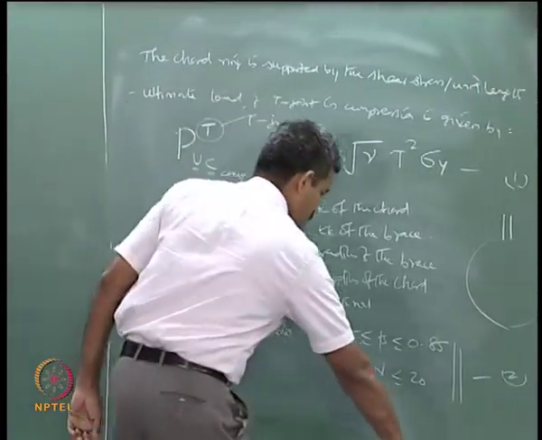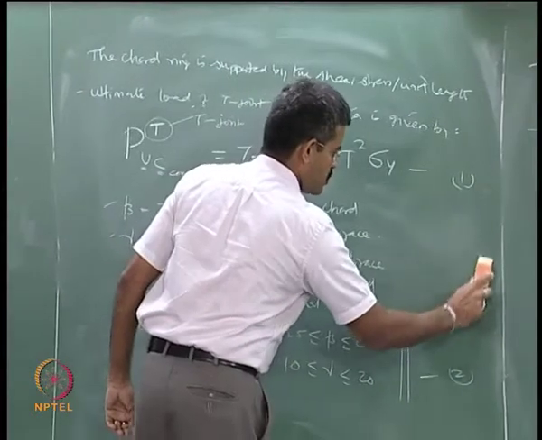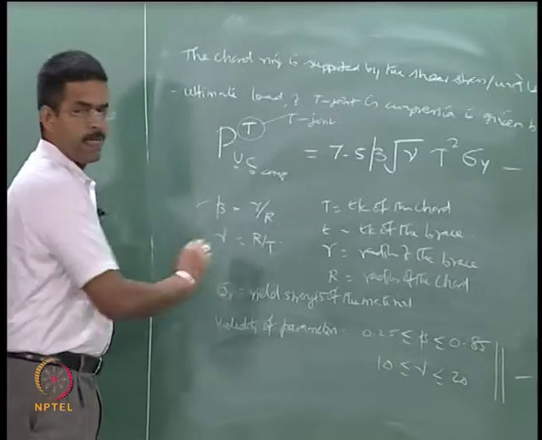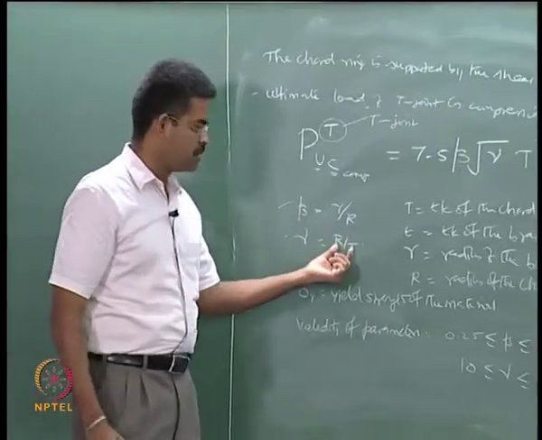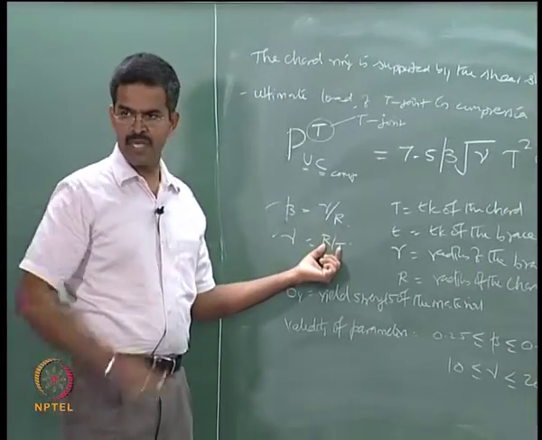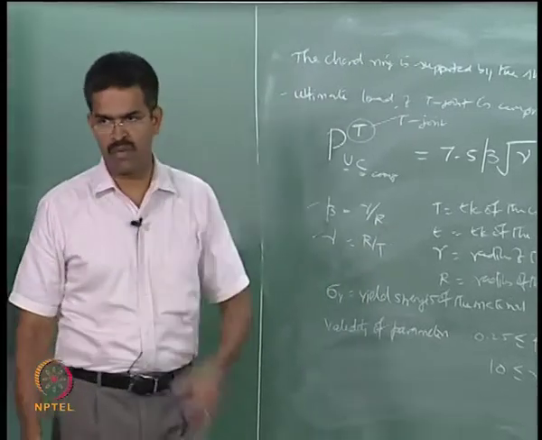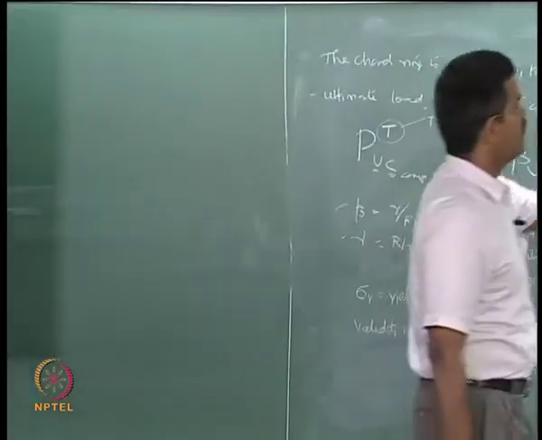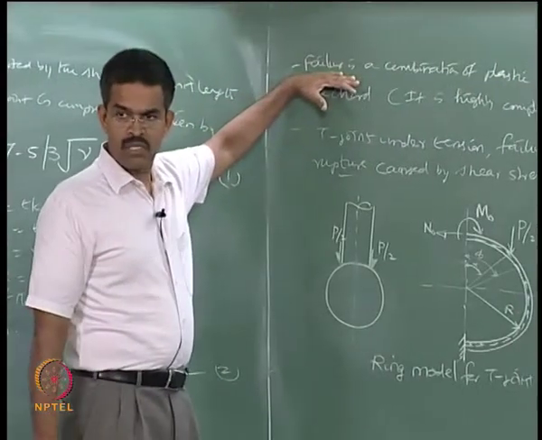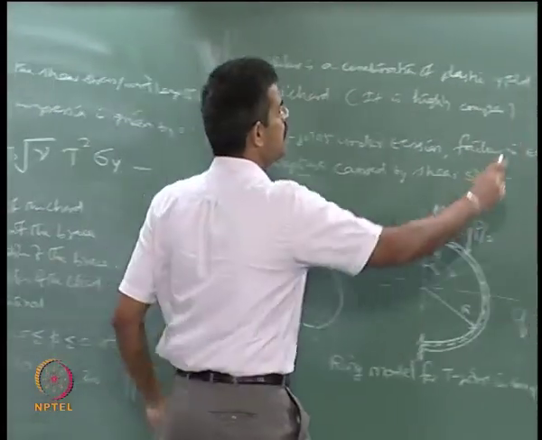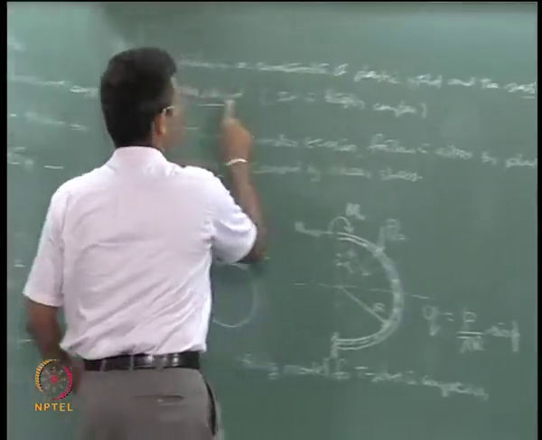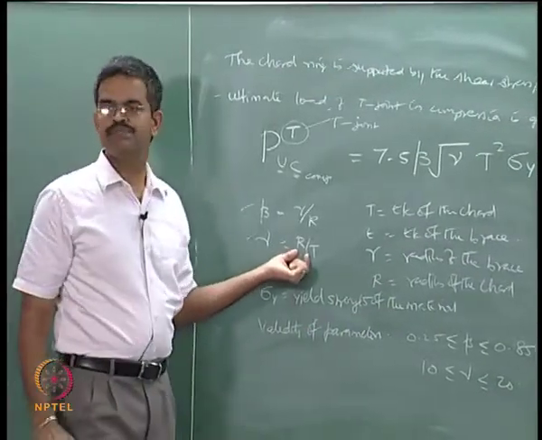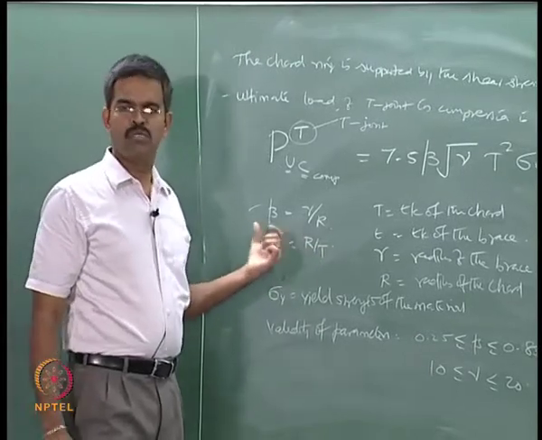Similarly, even R by T is also combined. Can you tell me why this R by T is very important here? Can you guess why R by T is important? R is the radius of the chord and T is the thickness of the chord. Why are we talking about R by T here? As I said in the beginning, as far as failure of T joints in compression is concerned, stability of the chord is also important. Stability of the chord in this case is an R by T value, right? Okay, that is why nu is important here.